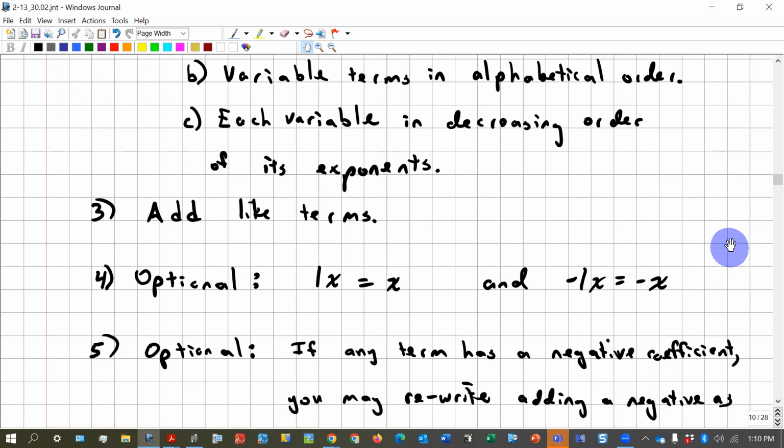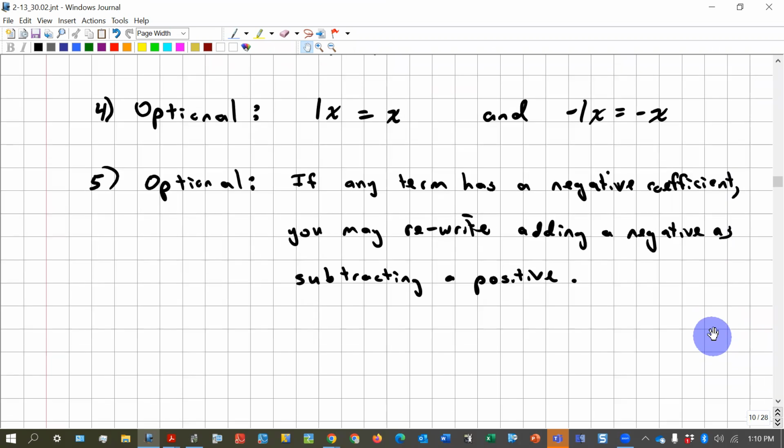And when you're all done adding, if you end up with a negative coefficient, some instructors will require that you then change that into subtracting a positive. So if you end up with adding a negative somewhere, some instructors will require that then you write it as subtracting a positive. I'd almost rather you didn't. I want you to always think about addition. So leave it as addition. But the answer in the back of the book might have the subtract. Yeah, just fewer symbols.